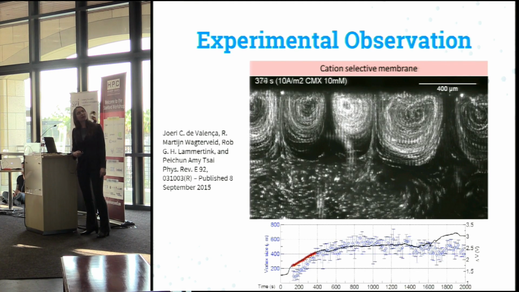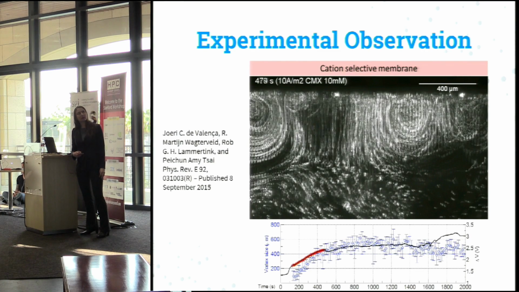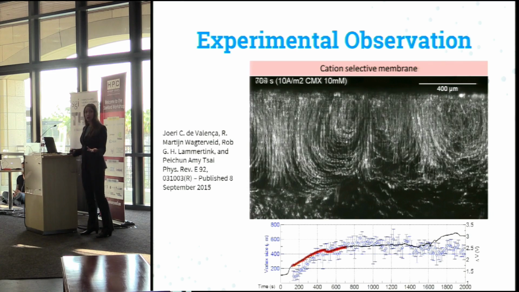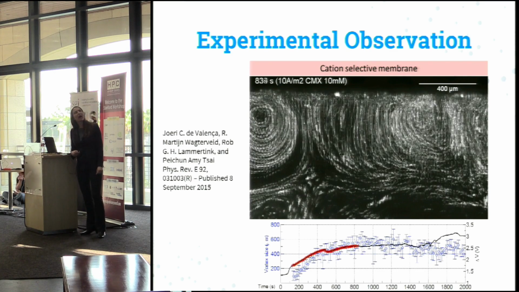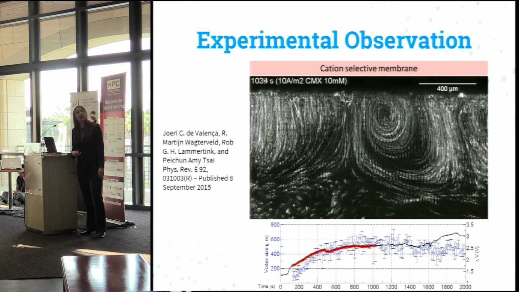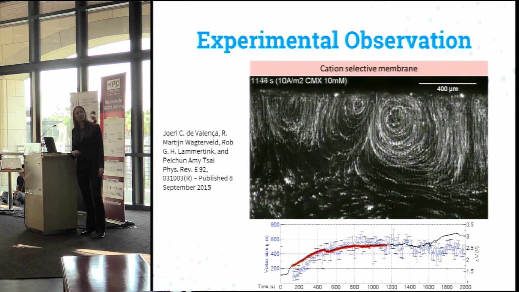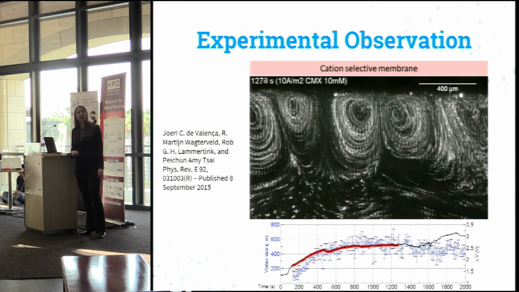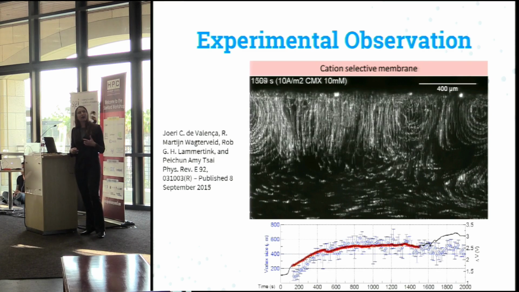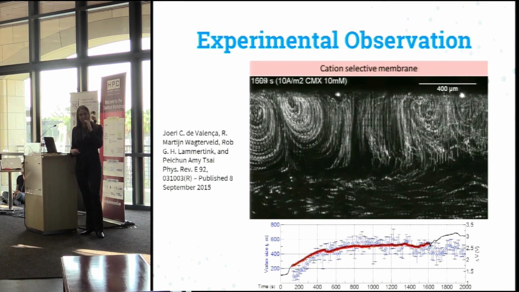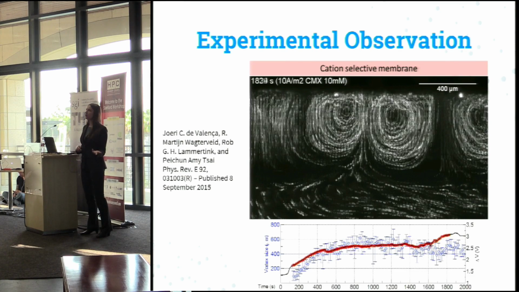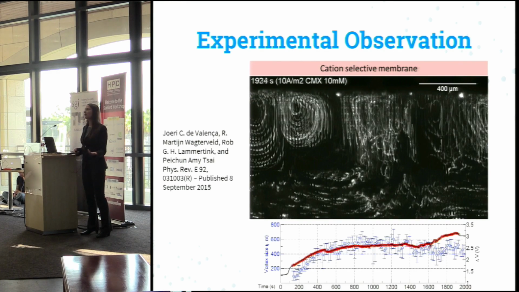So here's an experiment. This experiment was actually done in 2015. This came out after our CFD simulations. And so what we see here is they also had a cation selective membrane. And when they applied an electric field, they have these tracer particles that get entrained in these chaotic vortices. And this was actually a great result for us because we had actually predicted this chaotic fluid motion before the experiment was done.